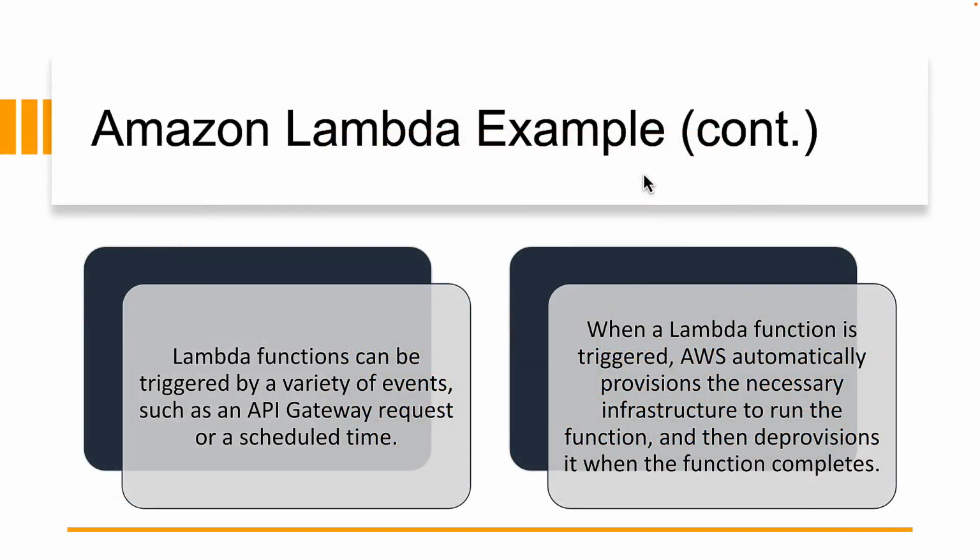So as mentioned, the Lambda service is very flexible. It can be triggered by a variety of events such as an API gateway request, a timer request. You can even trigger it when somebody uploads a file into an S3 bucket, for example. So when a Lambda function is triggered, it automatically provisions, again, the necessary infrastructure to run the function, and then it deprovisions or destroys the container when it's complete. So a very simple model.